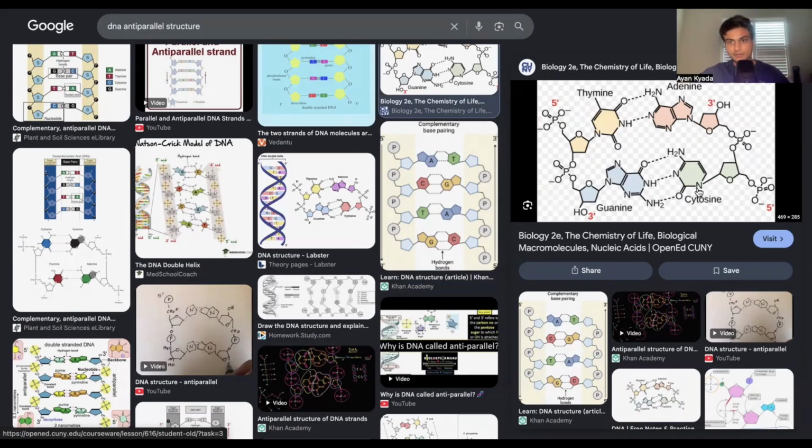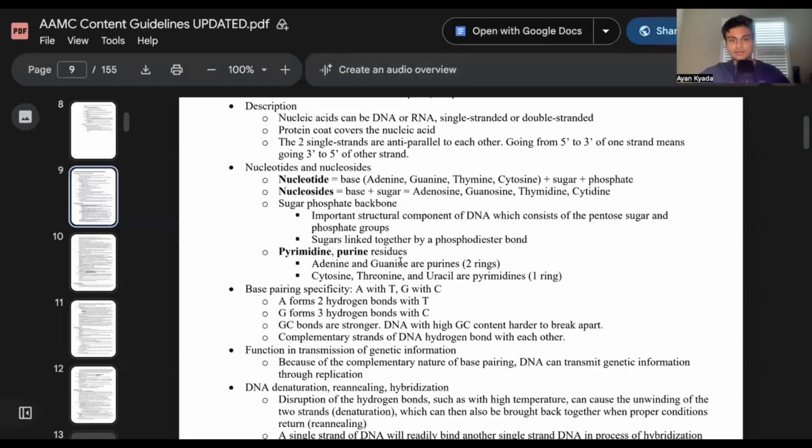And if we're talking about RNA in particular, you can have uracil, which also has 1 ring and is therefore classified as a pyrimidine. And right here, you kind of see a misspelling. It should be thymine. Threonine is a polar amino acid. It has no place here. So that is a misspelling on this study guide, but just replace it with thymine and you'll be okay.